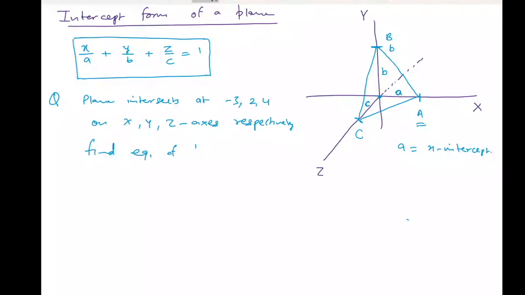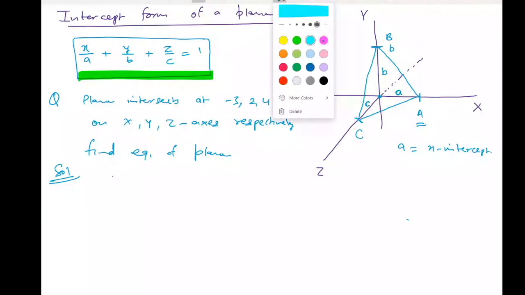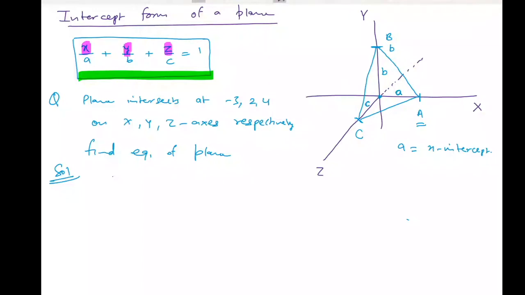So what we can do, we can use this formula. What is the formula? x by A plus y by B plus z by C equals to 1. You all know x will remain same, y will remain same, z will remain same. You just need to put the values of A. What is the value of A here?